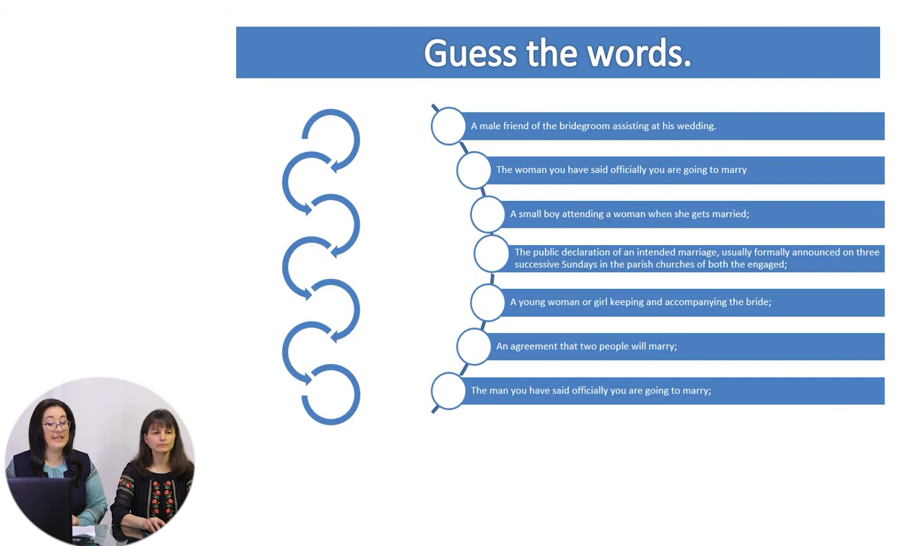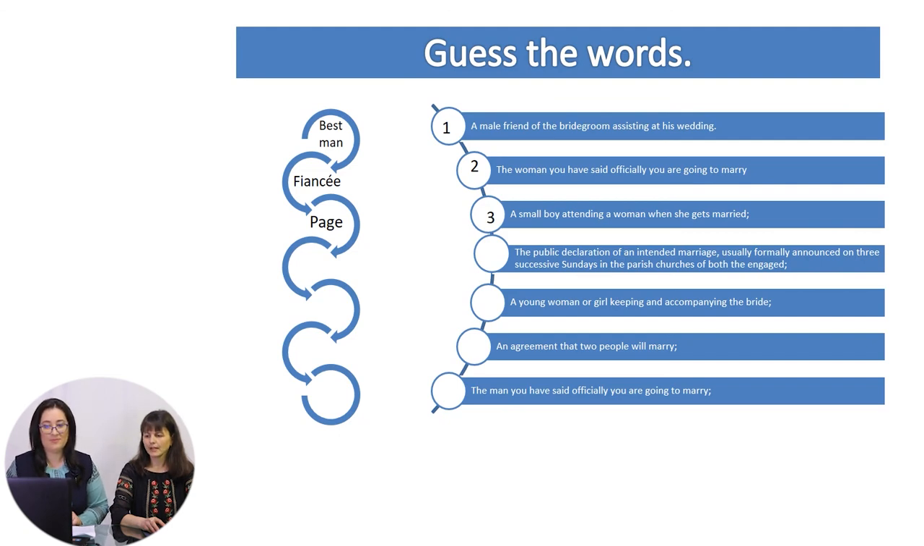Now your task is to read the definitions and to guess the wedding participants. Are you ready? Let's start. First one. A male friend of the bridegroom assisting at his wedding is... That's right, best man. The woman you have said officially you are going to marry is a fiancée. A small boy attending a woman is called a page.